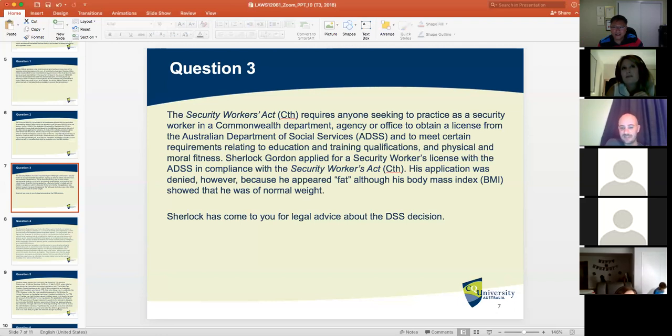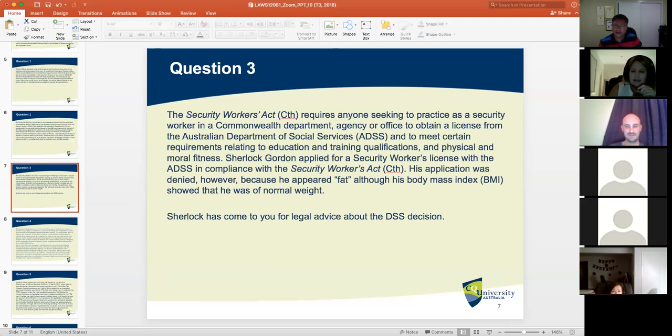I would say natural justice too, just because in these sort of contentious ones, it's always a good answer to go for, because it's a good catch-all for heaps of stuff. No, it's not. I mean, it's easy, but why would there be a breach of natural justice? Is Sherlock actually entitled to a prior hearing before the ADSS denies his application for a license?